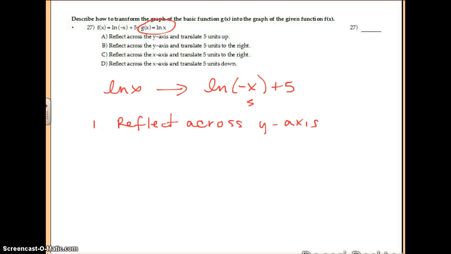And then adding 5, we're adding 5 to that whole natural log, which is the whole function, which means there's going to be some kind of vertical change. It's just going to shift the whole thing up 5 units. So the second part is up 5 units. And reflecting across the y-axis and up 5 would be A.